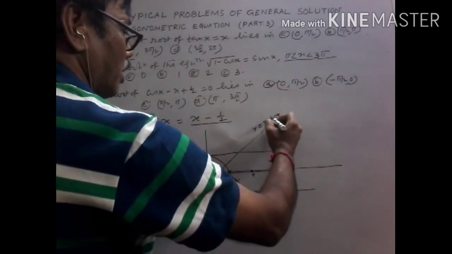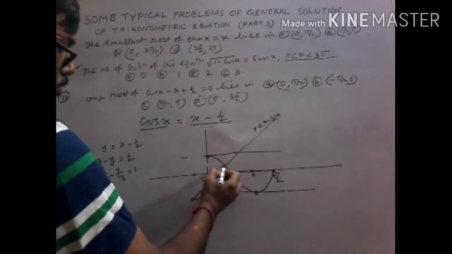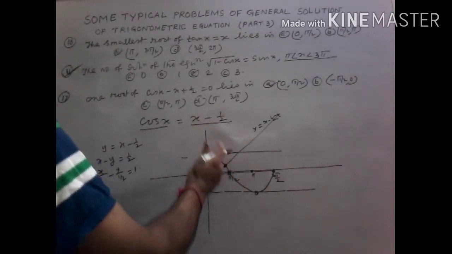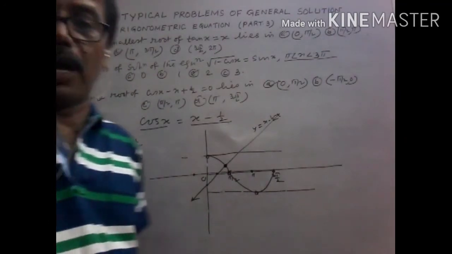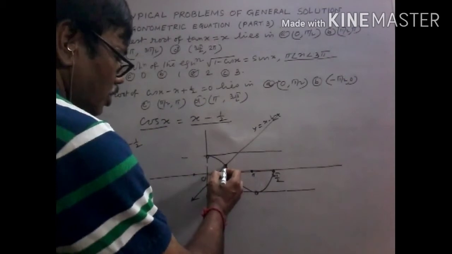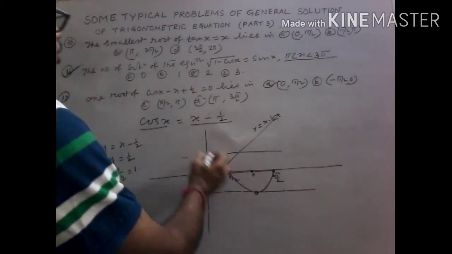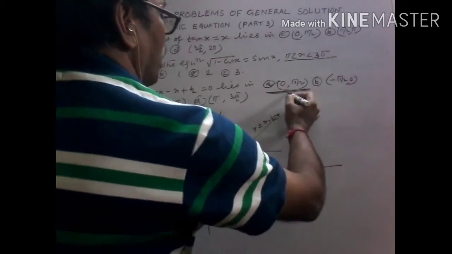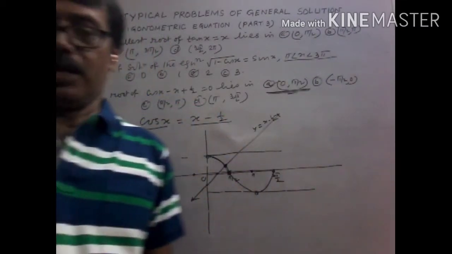So this is y equals to x minus half. So how many solutions? Solution is this one. So we are not interested about values of x, we are interested in the interval. Look, this solution lying between 0 to pi by 2. So solution is 0 to pi by 2.